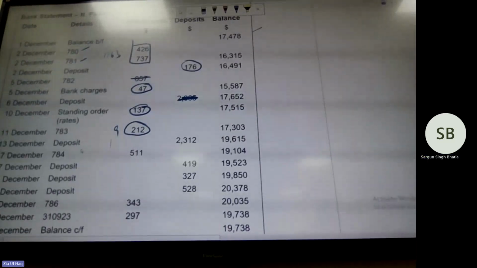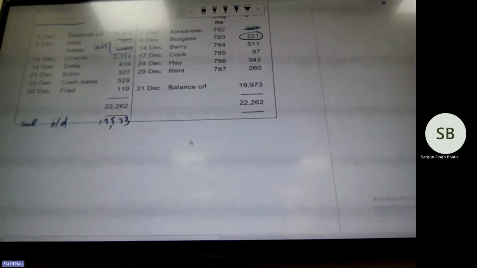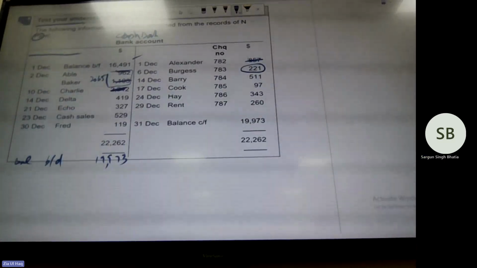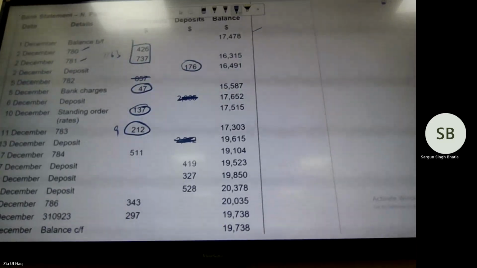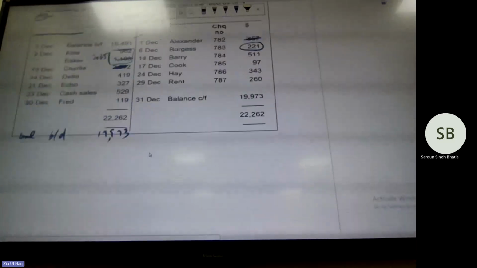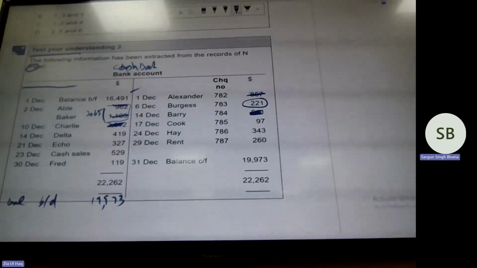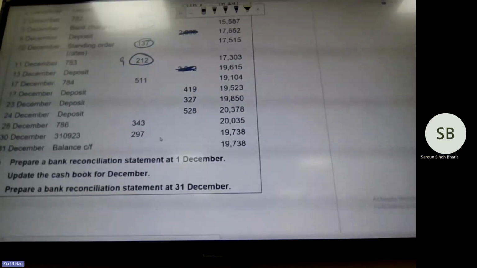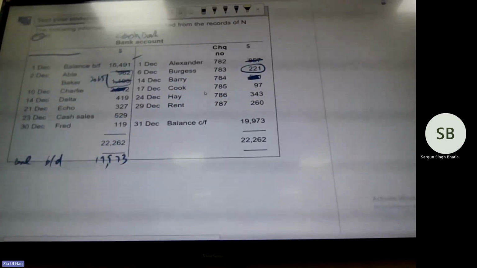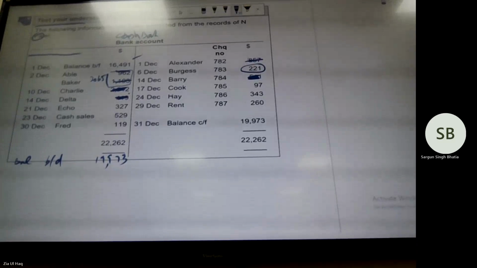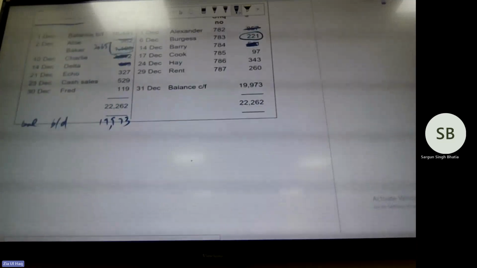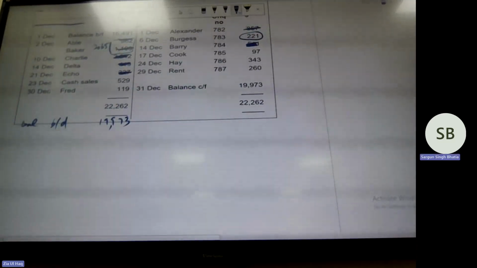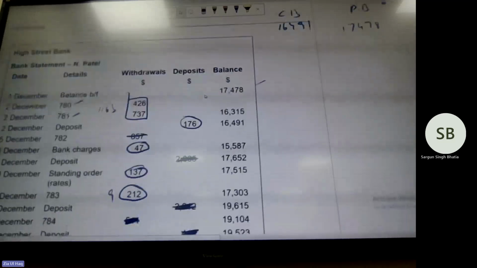Then deposit of 2312. Yes, they are there. Then withdrawal of 511. Yes, it's there. Then deposit of 419. Yes, there. 327 deposit. Yes, sir, 327 deposit is here.